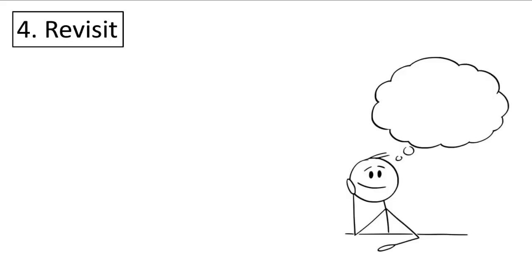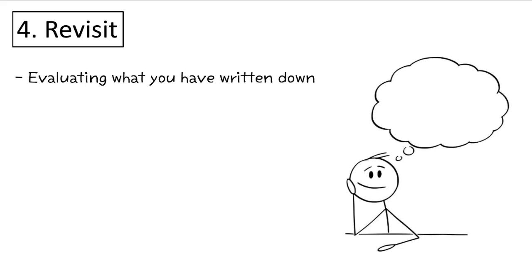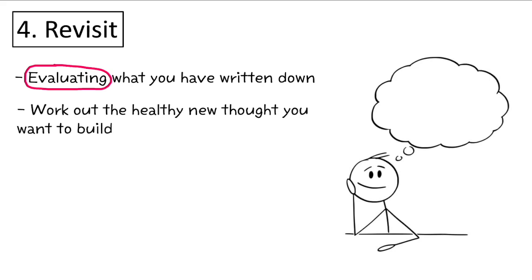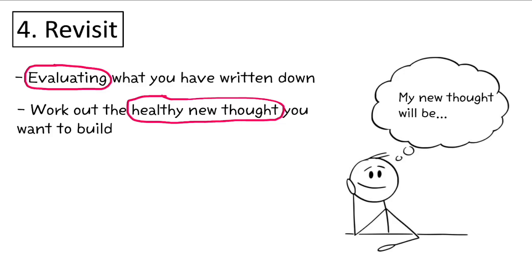Step four is revisit. In this stage, you evaluate what you have written down, and then work out the healthy new thought you want to build. If I feel worried about money or children or whatever, if you're having fear or worry, you want to think about it and replace it with a healthy new thought. My new thought will be, and then you write it down.